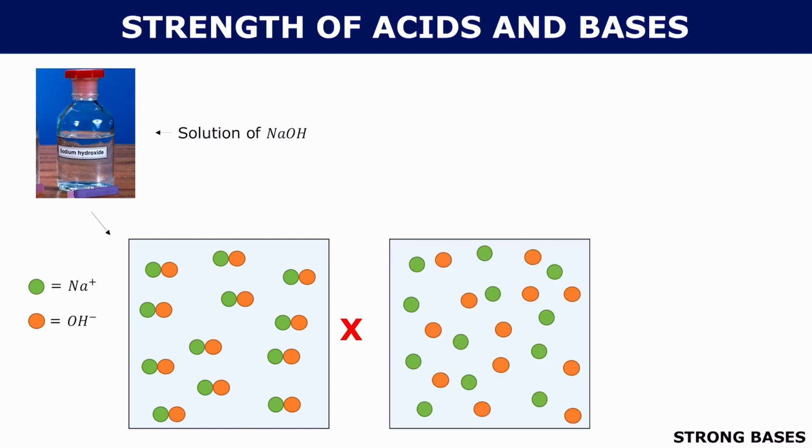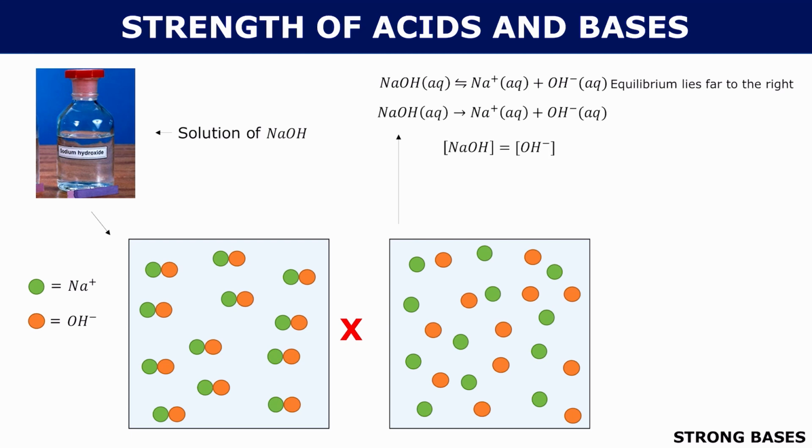So if you were to write the general equation here, it would be NaOH is in equilibrium with Na plus and OH minus ions. But again, since you have so much of that NaOH being dissociated, we say that the equilibrium lies really far to the right because you have a lot more products than you do reactants. And since it lies so far to the right, we can just put a forward reaction instead of having that equilibrium.